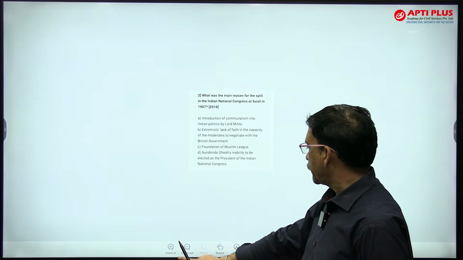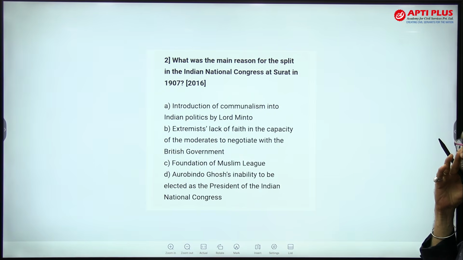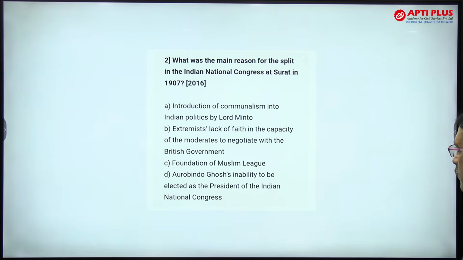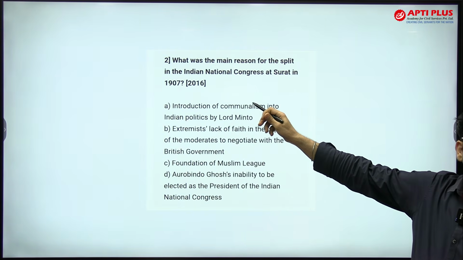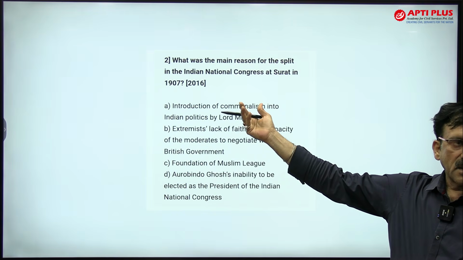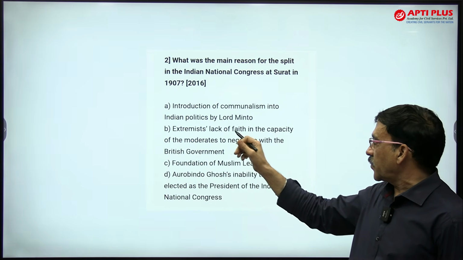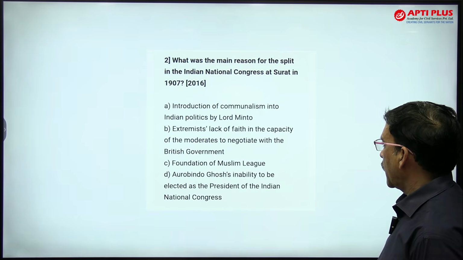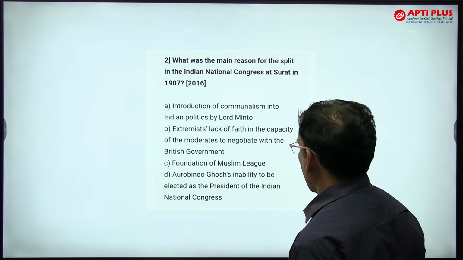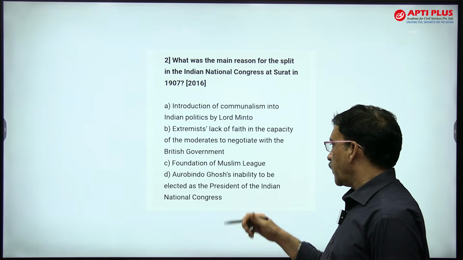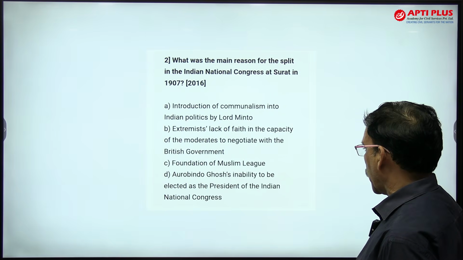Now see this question. Congress split, which was the reason behind the split in Congress? Surat. Introduction of communalism has no relation with all this. Congress cannot take communalism as any of the issues inside the Congress. Extremist lack of faith in the capacity of moderates to negotiate with the British government. Foundation of Muslim League, no meaning. Aurobindo Ghosh inability to be elected as president of the Indian National Congress.